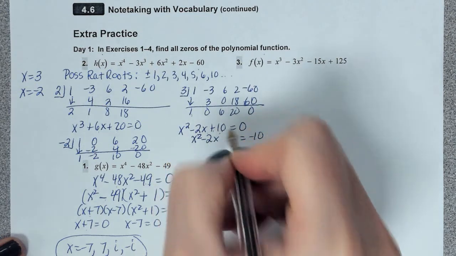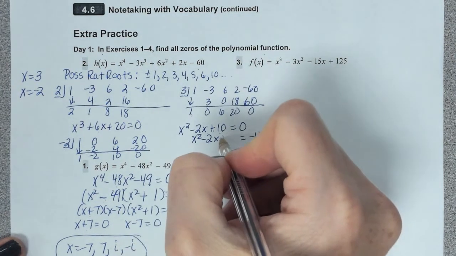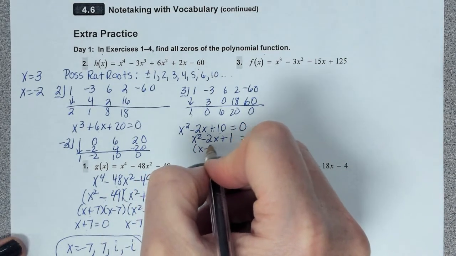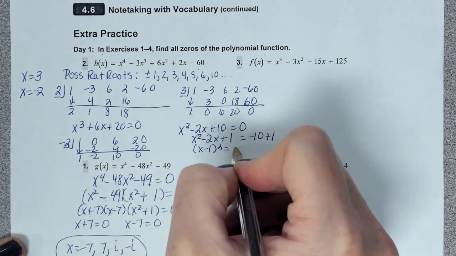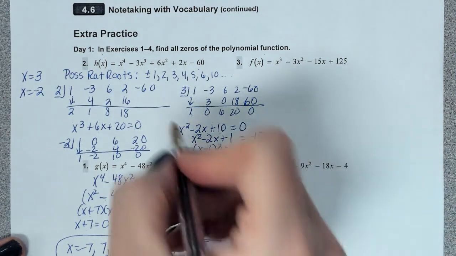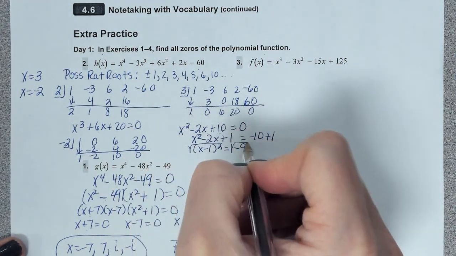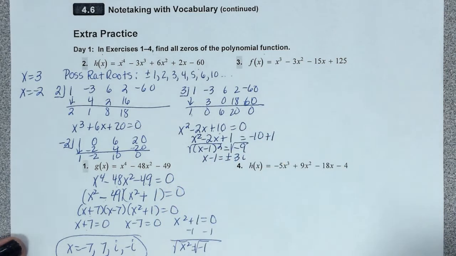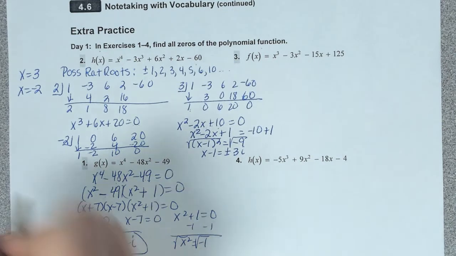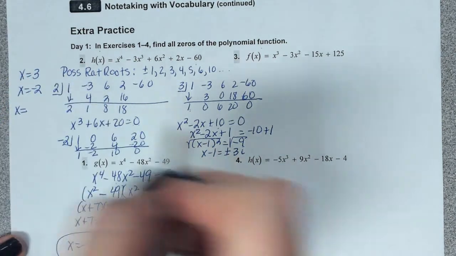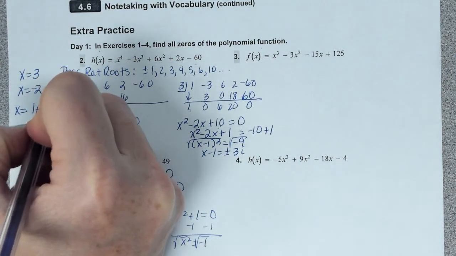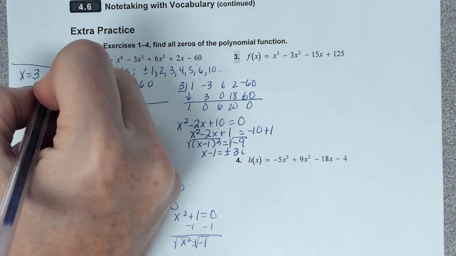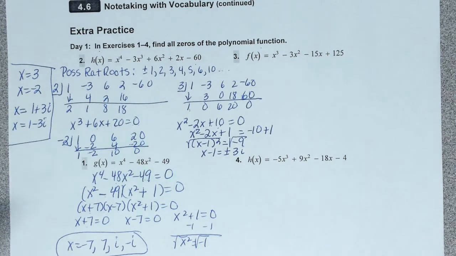So I'm going to take half of this and square it. That's going to be 1. So I'm going to add 1 here. This is going to turn into x minus 1 quantity squared. This is negative 9. Now I have to take the square root of both sides. So I get x minus 1 equals plus or minus 3i. So my other answers are going to be 1 plus 3i and 1 minus 3i. And those are going to be our 4 solutions.